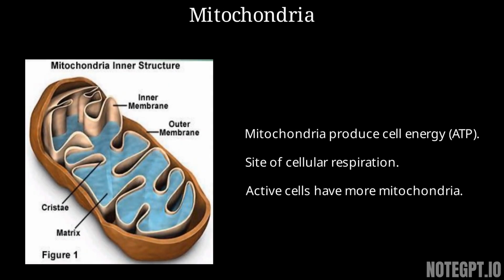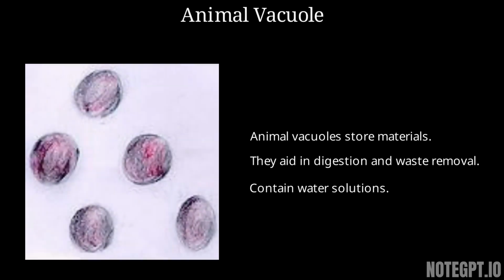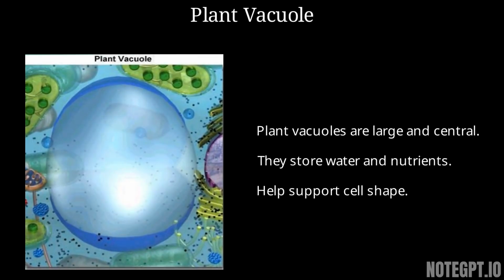Mitochondria are the cell's powerhouse. They are the site of cellular respiration, using glucose to produce ATP, the cell's energy. Active cells like muscles have more mitochondria. Animal vacuoles are membrane-bound sacs used for storage, digestion, and waste removal. They contain water solutions. Plant cells have large central vacuoles that store water and nutrients. They help support the cell's shape.